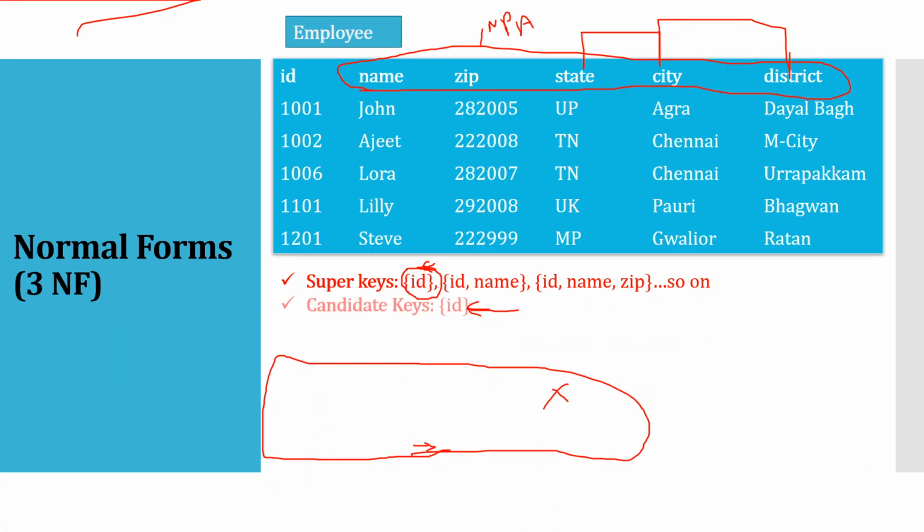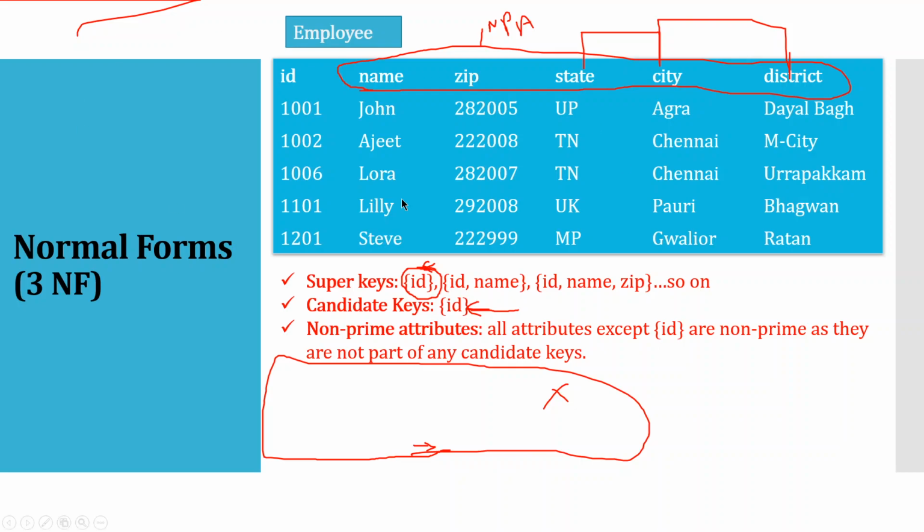So what it says, assume that these are the parts. We have ID, name, zip, state, city, and district, right? So we can say that super keys can be the set of any columns that can determine some other set of columns, but not all the set of columns maybe. So super keys are ID, or a combination of ID and name, or a combination of ID, name and zip, or a combination of ID, name, zip and state, or likewise you can have as many super keys.